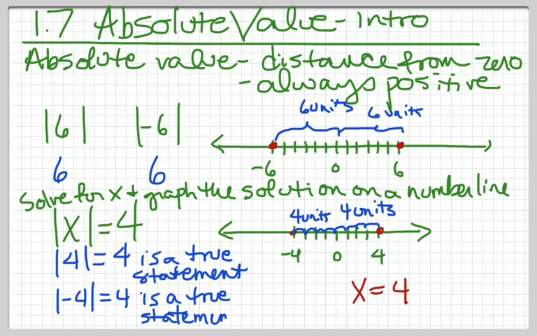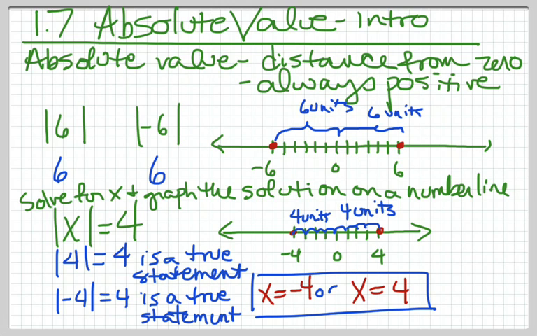Absolute value of negative 4 is also 4. That's a true statement also. So that's another part of our answer. We have 2 independent parts of our answer, so it's going to be or. They're 2 different answers. 4 is not negative 4, so that's why it's an or.